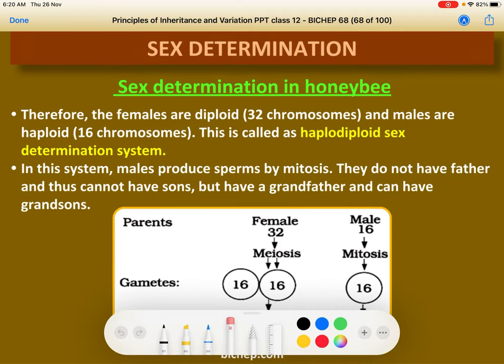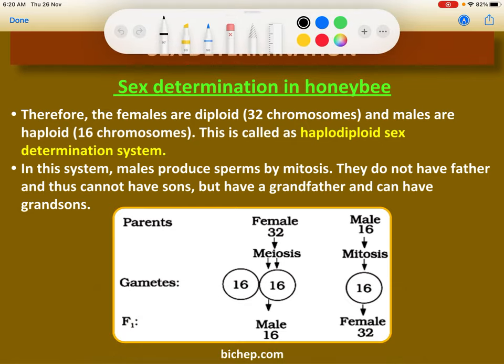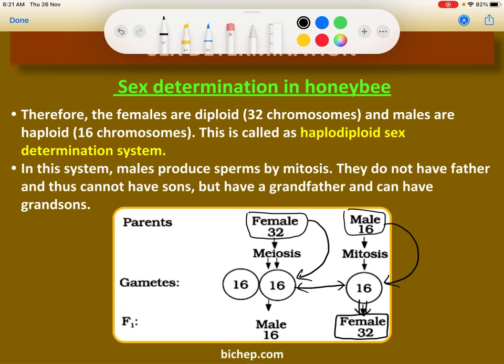Now, honeybees are having male and female as diploid and haploid organism, what we have discussed till now, right? So, females are having 32 chromosomes and males are having 16 chromosomes. Male produces the gamete by process of mitosis. Right, and females are producing two types of gametes by meiosis. Now, if fertilization occurs between male and female gamete, then the offspring is going to be female. This is the first type of reaction what is observed.